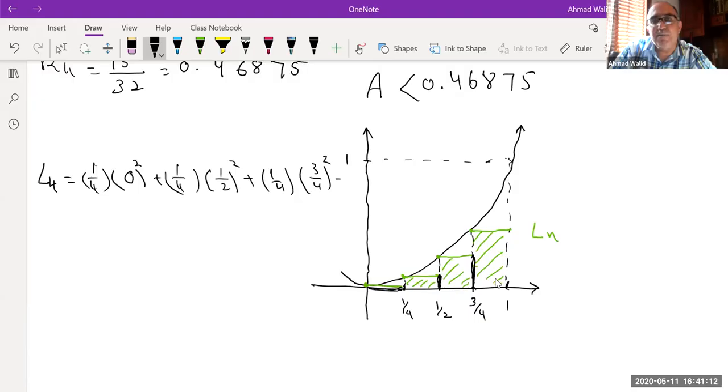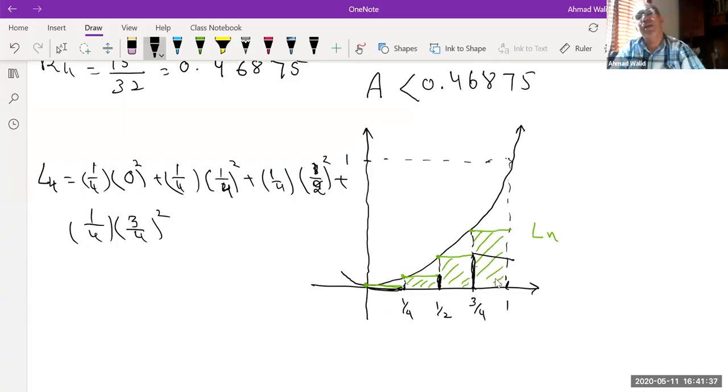And plus 1/4 times. Next one, the first one 0, the second one 1/4. This one is 1/2, and this one is 3/4. Again, you see 1/4 is common in all of them. You can make your calculation easy.